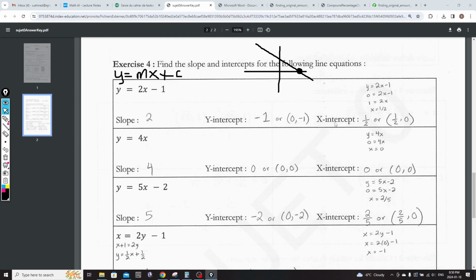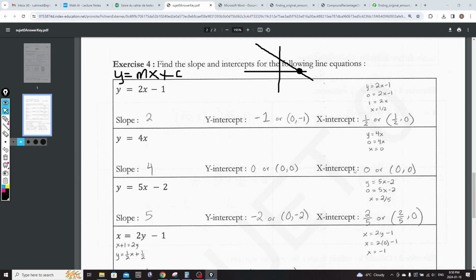Same thing for the x-intercept. Okay, let's move on to the second one here. Now this is y equals 4x. Notice that there's nothing after it, right? That term right here is missing. That means that that term is actually 0. So that means my y-intercept is 0. My slope is 4. It's the number in front of the x.